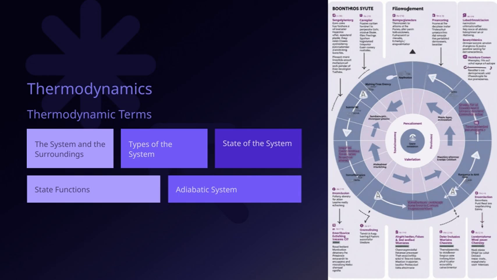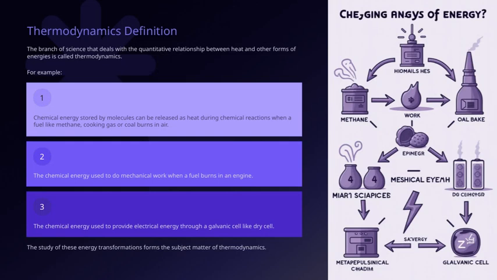Finally, all of this falls under the broader umbrella of thermodynamics, the branch of physics that deals with heat, work, and energy transfer. It's the foundational science that allows us to analyze and predict the behavior of physical systems in a wide range of applications, from engines to biological processes. The study of these energy transformations forms the core of thermodynamics. Essentially, thermodynamics is all about understanding how energy moves and changes from one form to another.